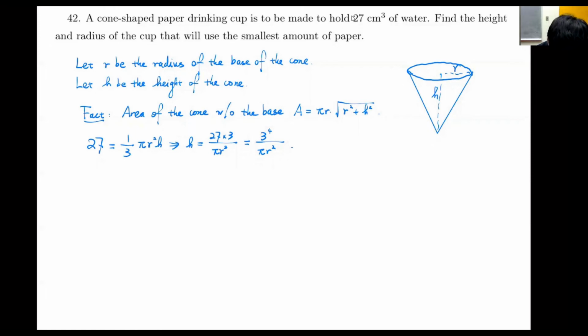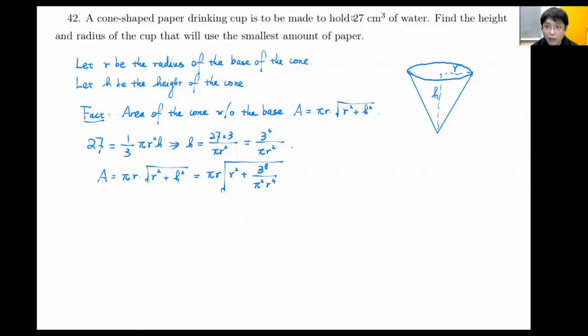Okay, so then I will just use my formula, A equals pi r times root of r squared plus h squared, and I will just plug in my h, resulting in a pretty horrible expression. So h squared will be 3 to the 8th divided by pi squared r to the 4th.